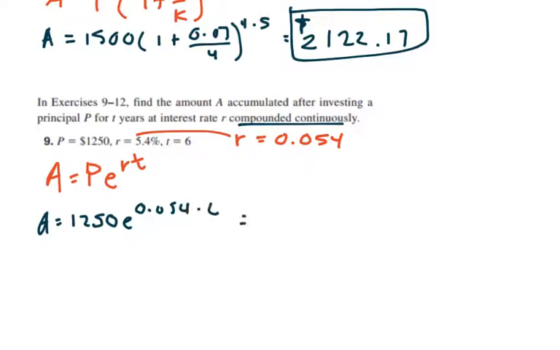T of 6. Evaluating this, we multiply our exponent, so 0.054 times 6, then we bring e to that decimal of 0.324, and then multiply by 1250. And so we have a result of $1,728.31.